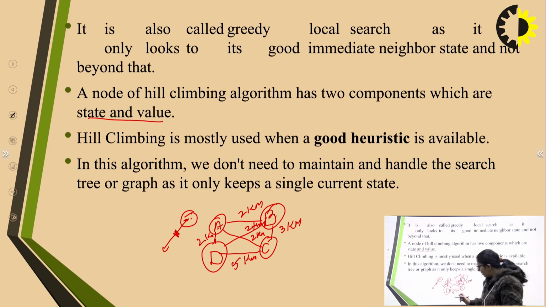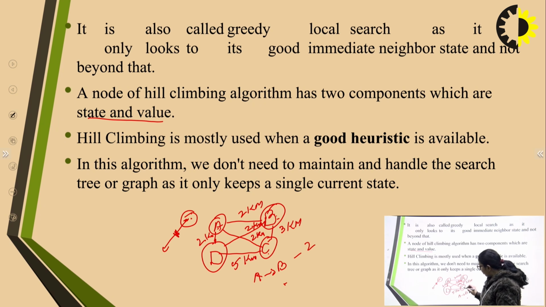Now let us see, traveling from A to B. These are basically the states: A state, B state, C state, D state. They have some values, that are 2 kilometers, 3 kilometers. These are the values. Now, if we travel from A to B, it takes 2 kilometers.